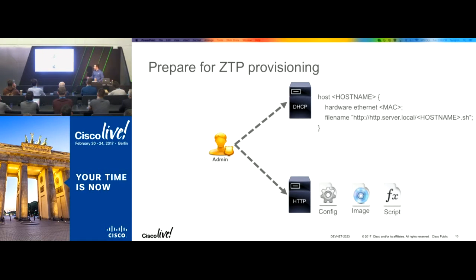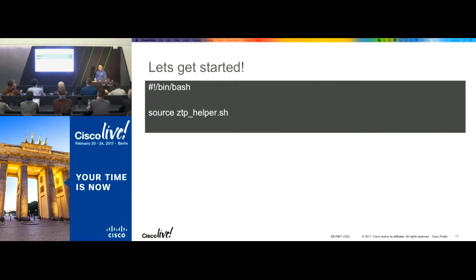So that script is where you come in. For this particular one, for iOS XR, it's bash. To start it, you, of course, have to point out bash. You must do that. And you then source this ztphelper.sh. This contains the functions that actually let you interact with the device, because normally bash doesn't know how to do that.